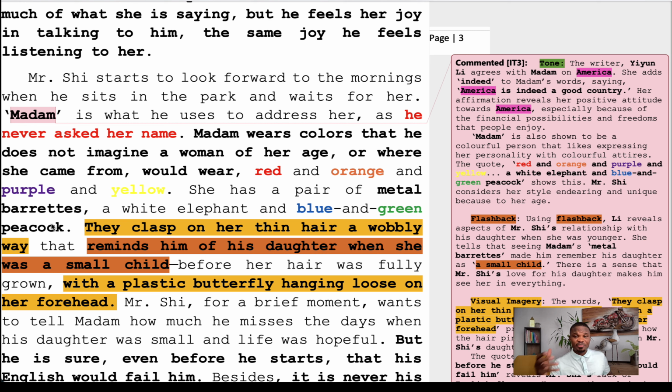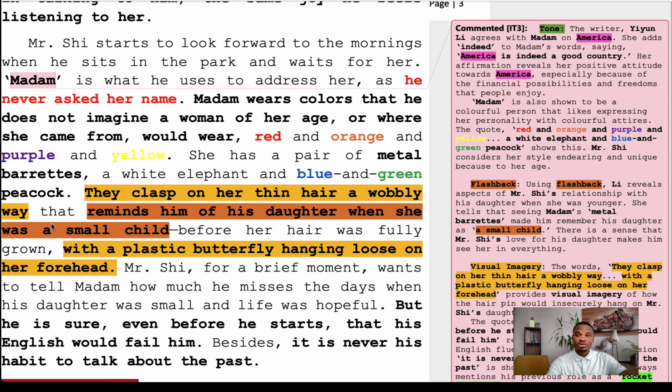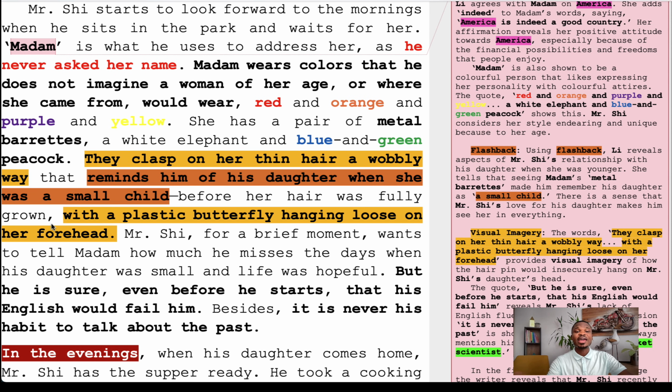Her affirmation reveals her positive attitude towards America, especially because of the financial possibilities and freedoms that people enjoy. So America is presented as a country that has boundless financial possibilities tied to it, and a place where people actually enjoy freedom. Now, Madame is also shown to be a colorful person. I've made that point already, right? That likes expressing a personality with colorful attire. So the quote, red and orange and purple and yellow, a white elephant and a blue and green peacock, shows this. Mr. Chi considers her style endearing and unique because of her age.